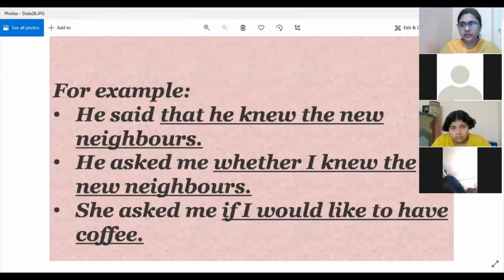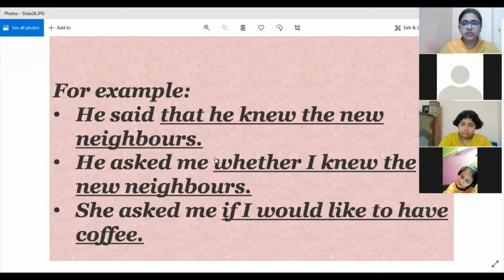You can see the examples over here. He said that he knew the new neighbor. So what did he say? That he knew the new neighbor. So here you see a noun clause is being introduced by the word that. Then he asked me whether I knew the new neighbor. So again, whether is introducing noun clause over here. She asked me if I would like to have coffee. So here, if is introducing the noun clause in this sentence.